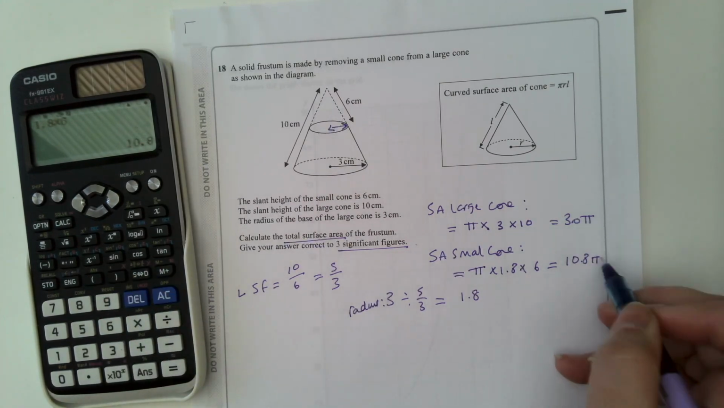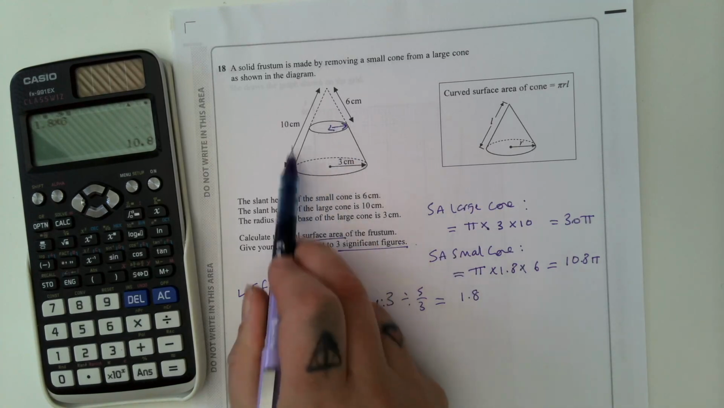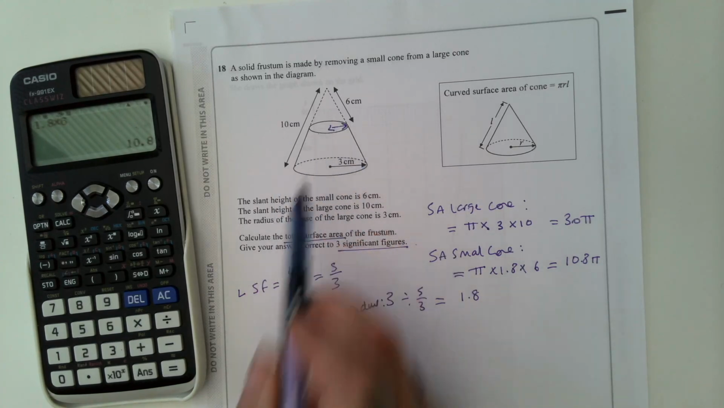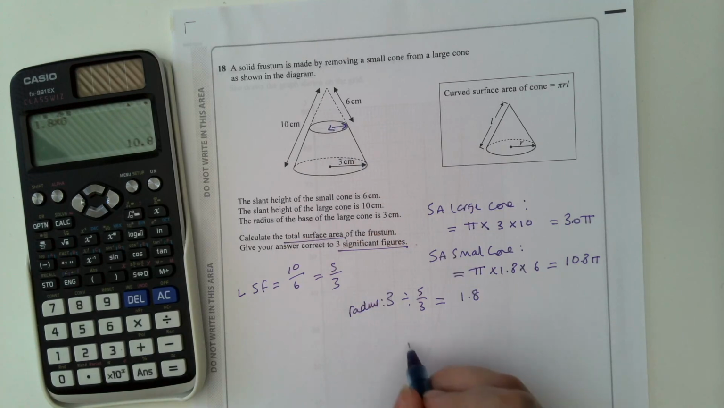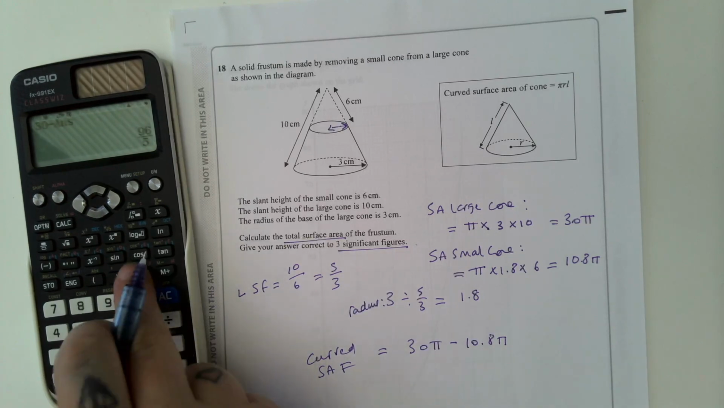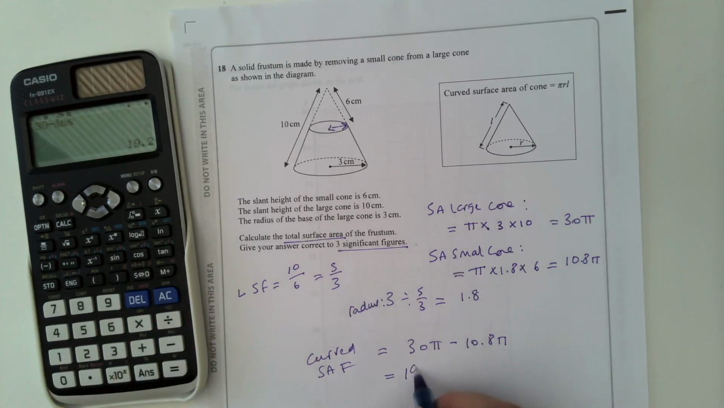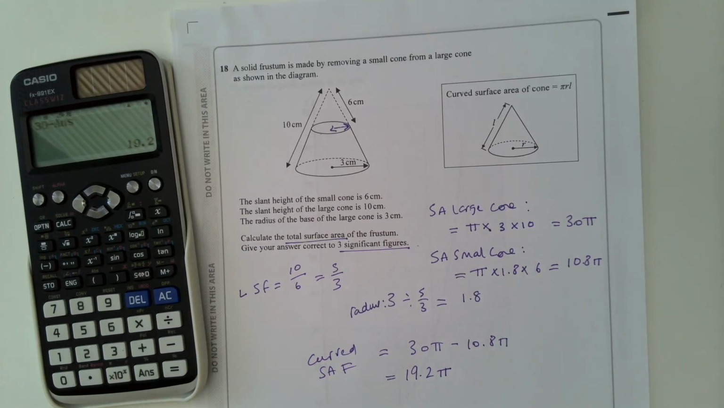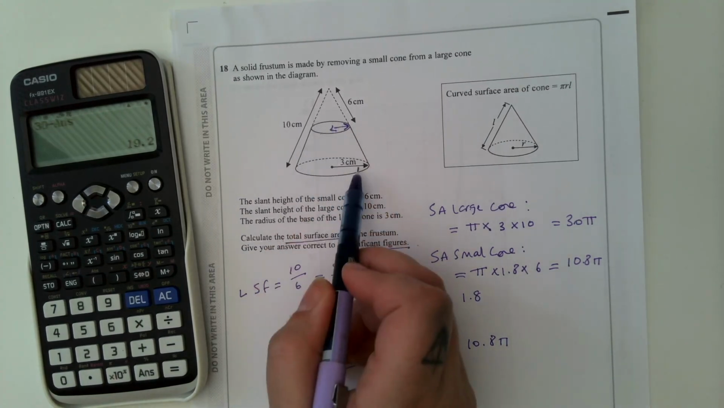So if I subtract these 2 now, that's giving me the curved surface area of the frustum. So 30 pi subtract 10.8 pi. So this is the curved surface area of the frustum. So 30 subtract 10.8 is 19.2 pi.